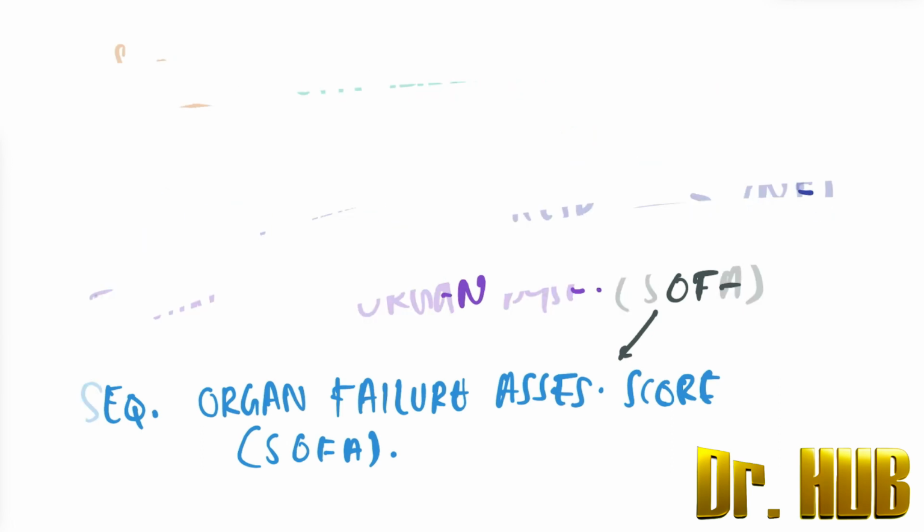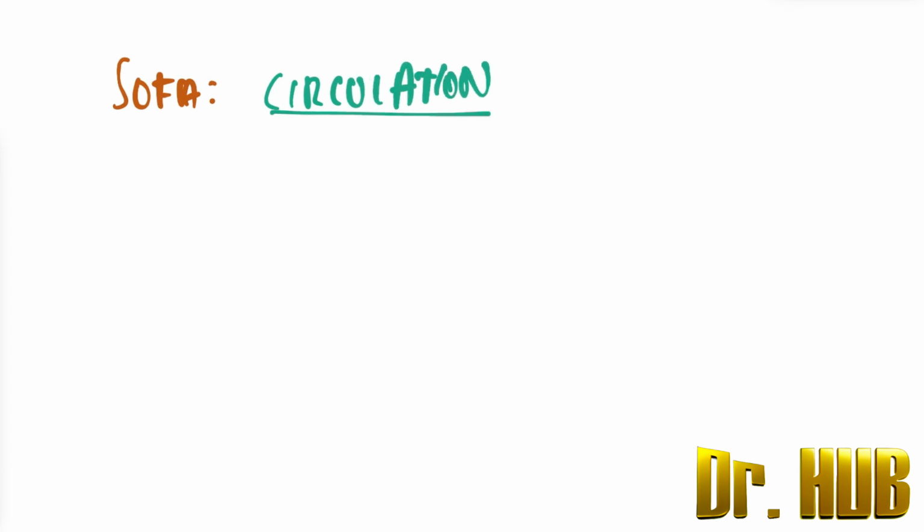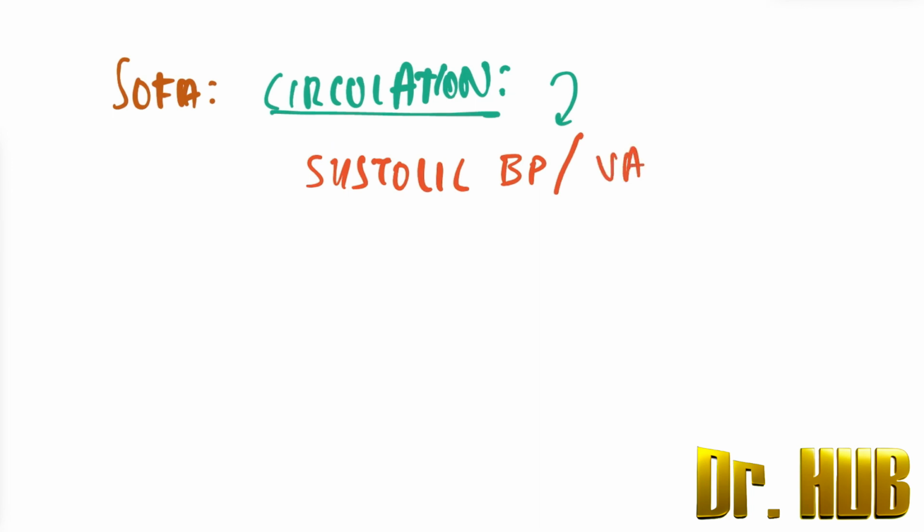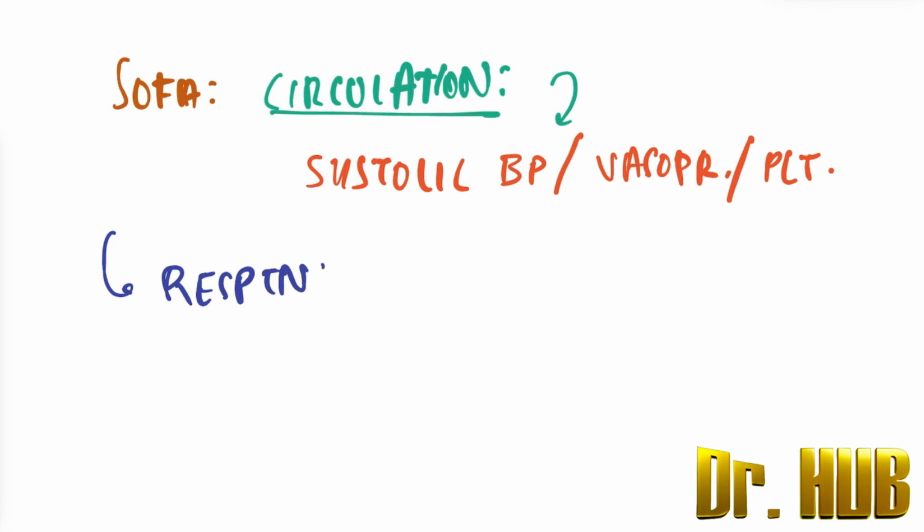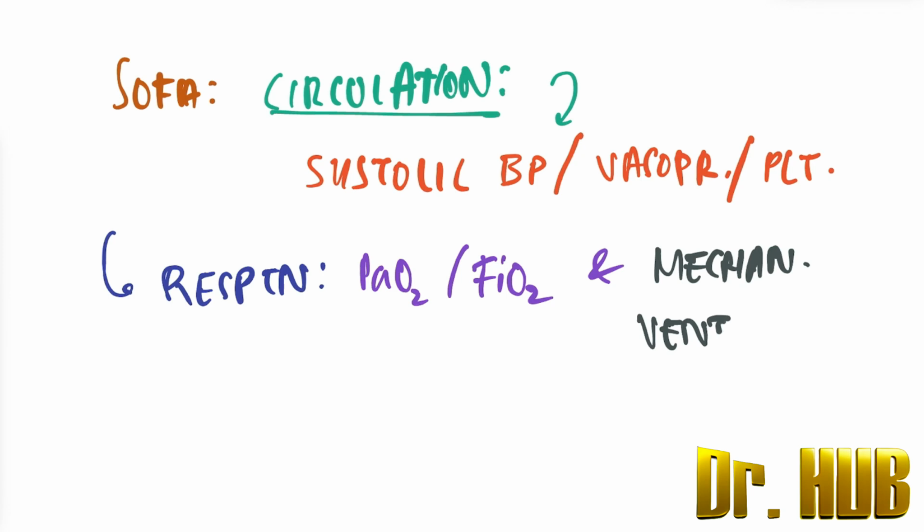So first we need to know what the components of the SOFA score are. The components it includes: there is circulation. Circulation includes systolic BP, need for vasopressors, as well as the platelet count. Next component is respiration. Respiration includes the PaO2, the FiO2, and the need for mechanical ventilation.